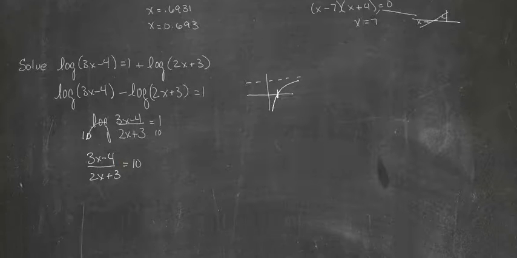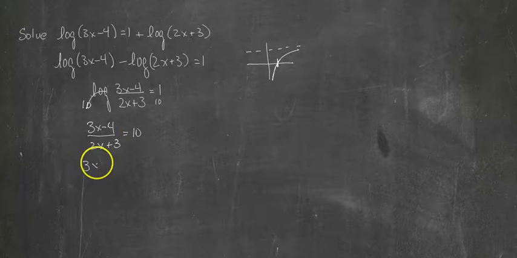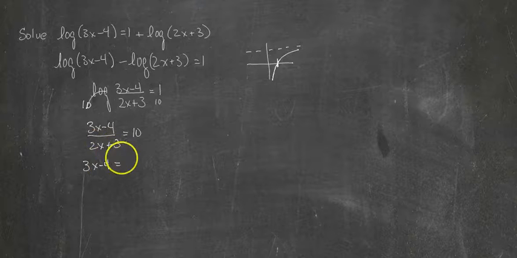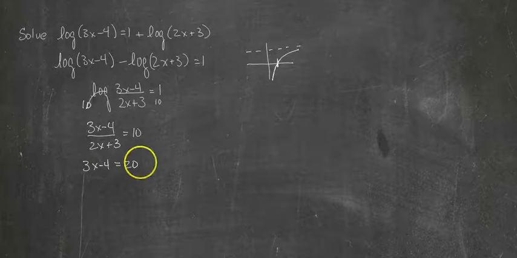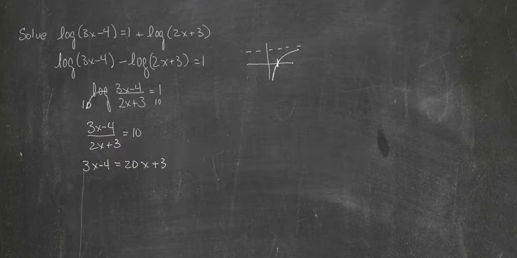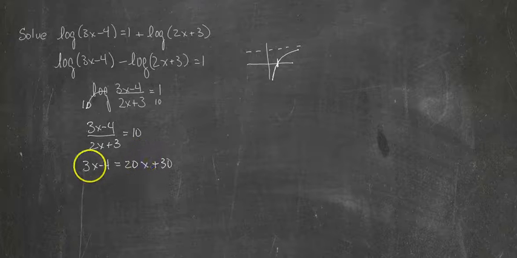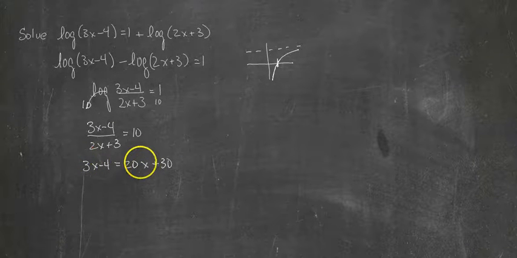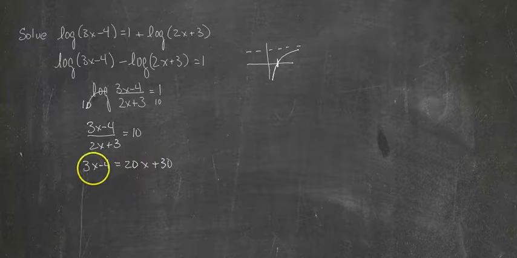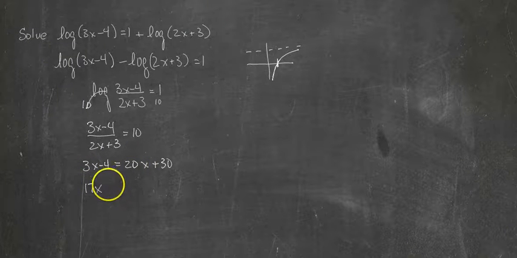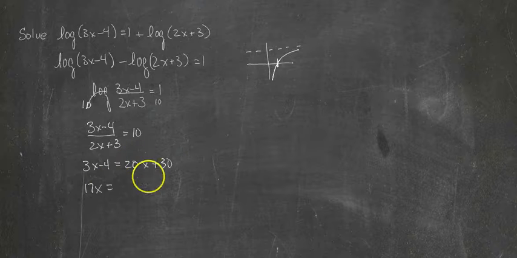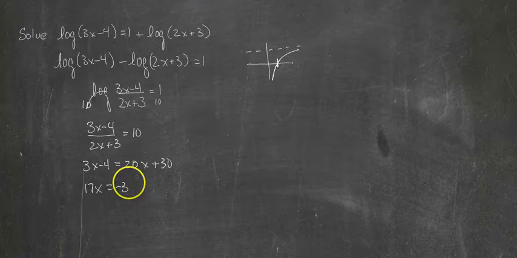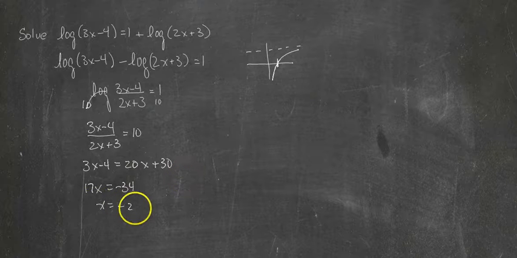So now, continuing on, 3x minus 4 equals 20x plus 30. So, let's see, which direction do I want to go? I think I want to take 3x to the 20. So 20 take away 3x is 17x equals negative 4 take away 30, negative 34. And so x equals negative 2.